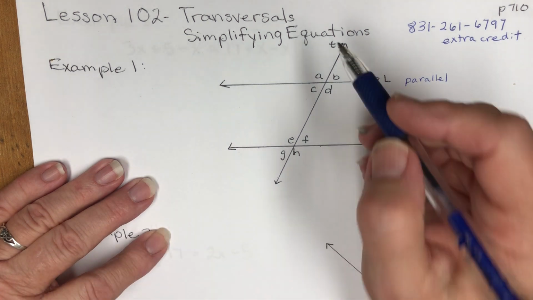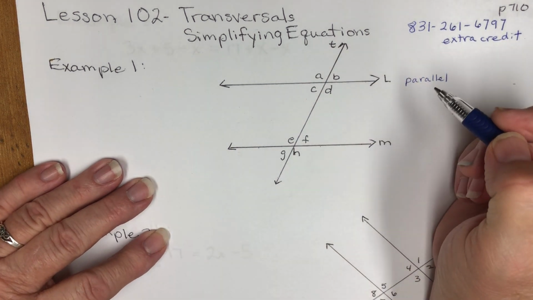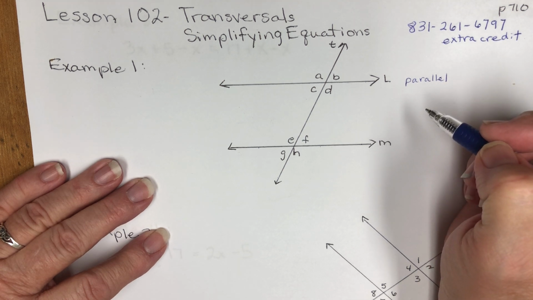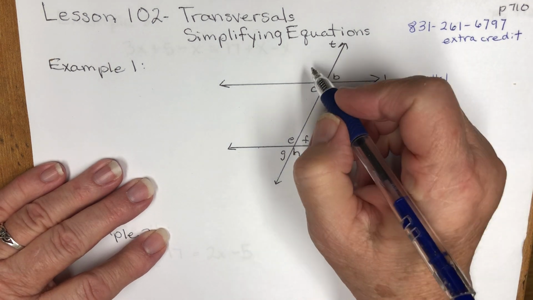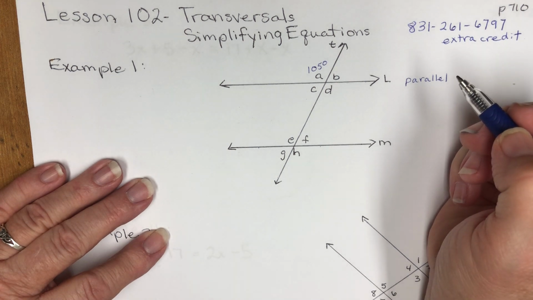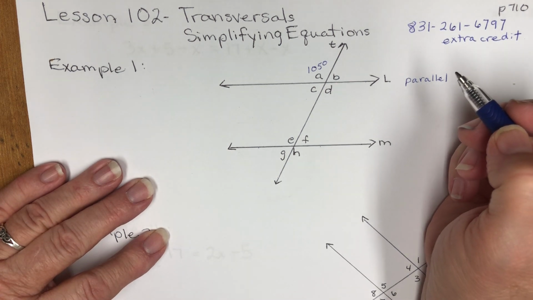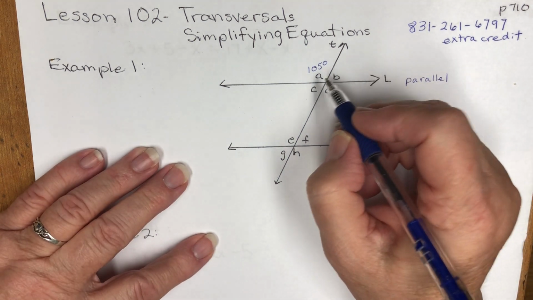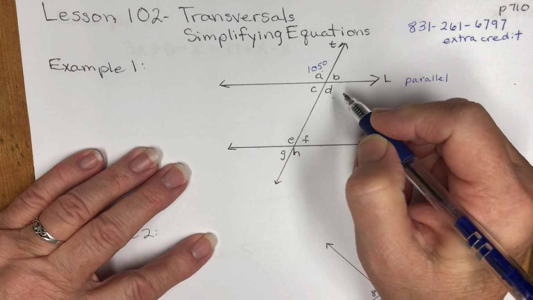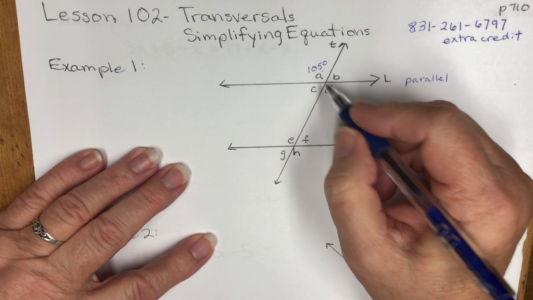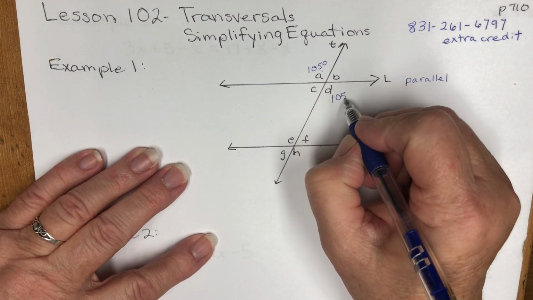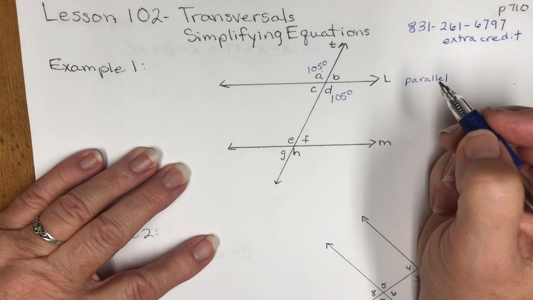Transversal T, here's my T, transversal T intersects parallel lines L and M so that the measurement of A is 105 degrees. So I'm going to go ahead and write right here, 105 degrees. Find the measures of angle B through H. Okay, we just told you that this measurement is the same as that measurement, and that's because of the law of vertical angles. A and D are vertical angles, so D is going to also be 105 degrees.